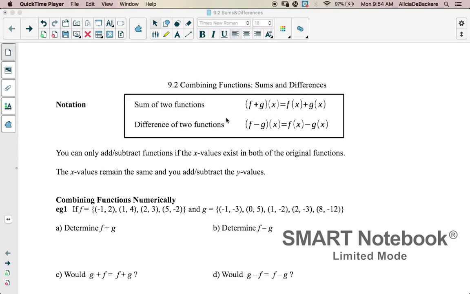So we're looking at all of our parent functions here. F and G could be any one of those parent functions from grade 11 or from grade 12, and we're going to today look at adding those two functions together or subtracting those two functions.